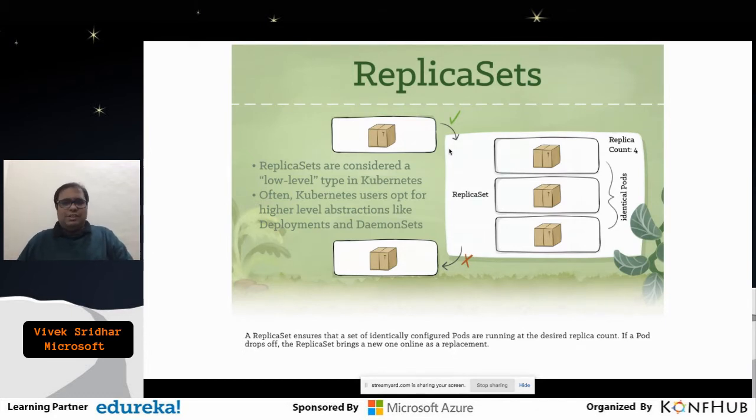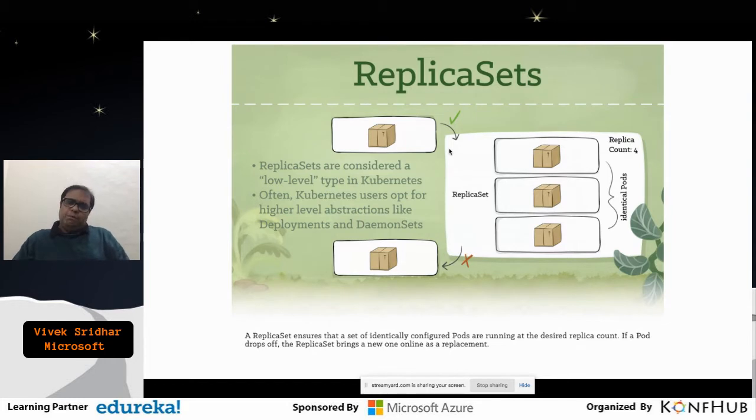So this diagram is actually talking about that. If one pod goes down, there is one more pod getting created. So this is why Kubernetes is so helpful, because a self-healing mechanism is being set here, right?